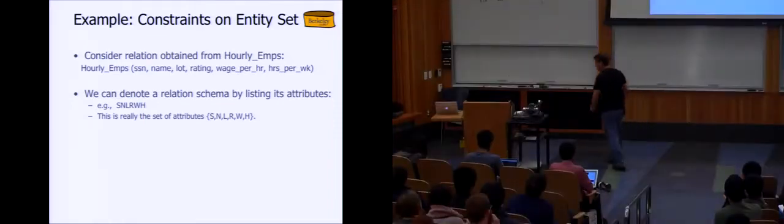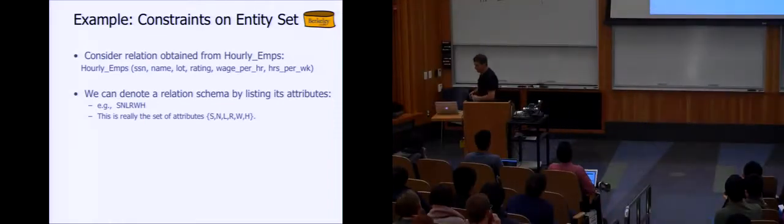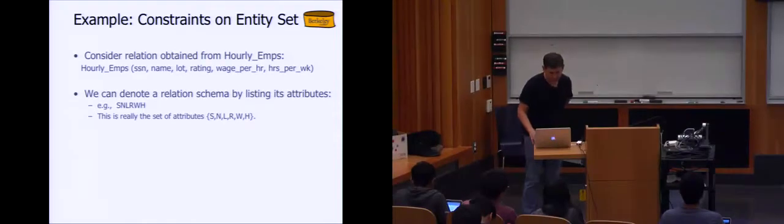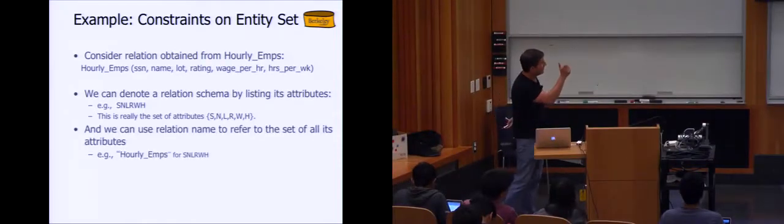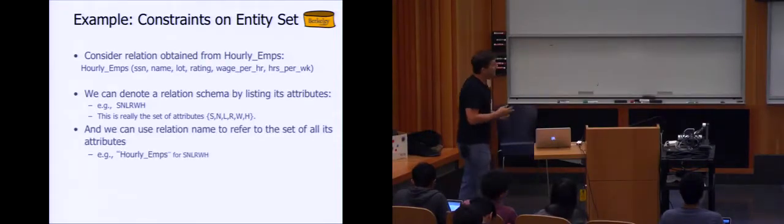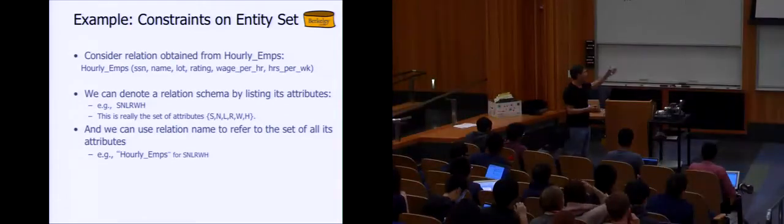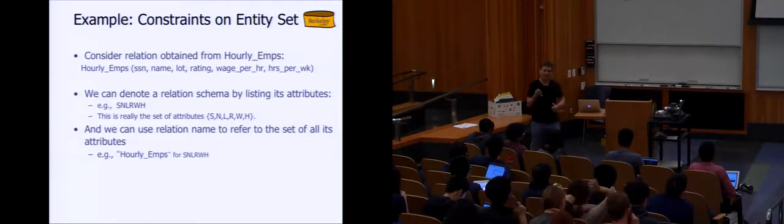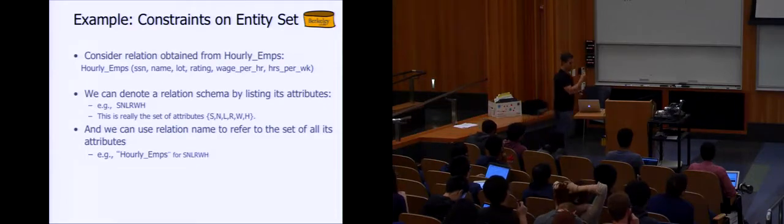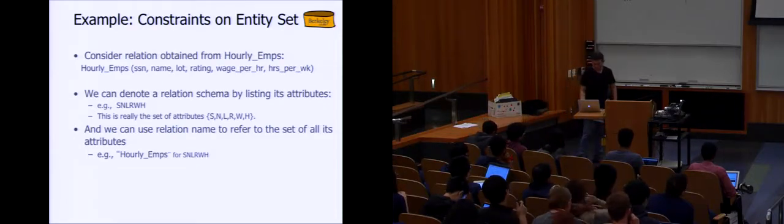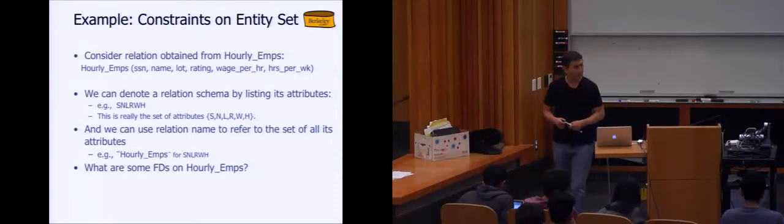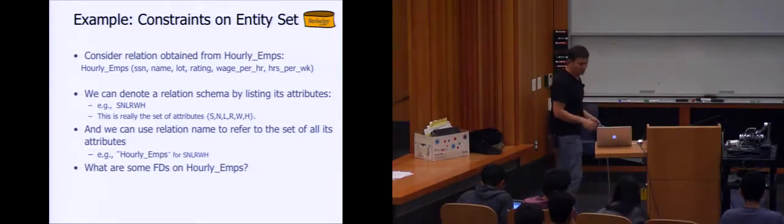So we're going to talk about Snillerwe today a fair bit. It's our example. Just think of it as that set of attributes. We can also use the relation name if we're talking about all the attributes; rather than saying Snillerwe, we could say Hourly Emps. But sometimes we'll look at subsets of the attributes, so we'll want to write them down. Okay. So what might be some reasonable functional dependencies on Hourly Emps?